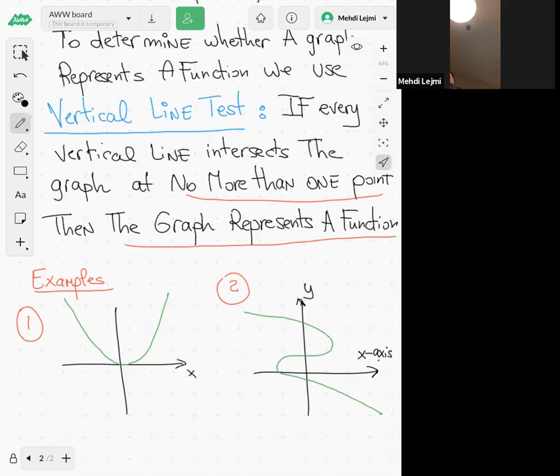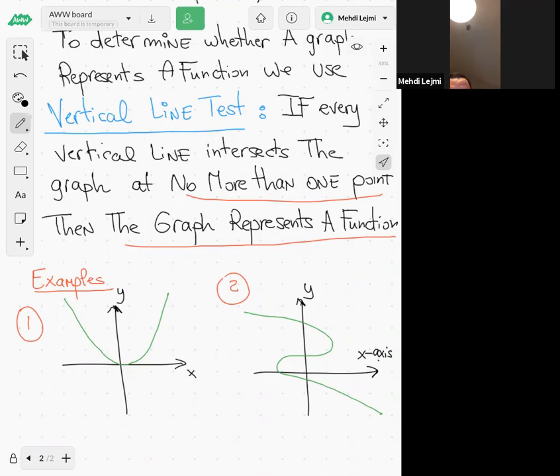This is x, here's supposed to be y. X is the input, y is the output, okay? So for the first example, guys, do you think the graph represents a function or not?